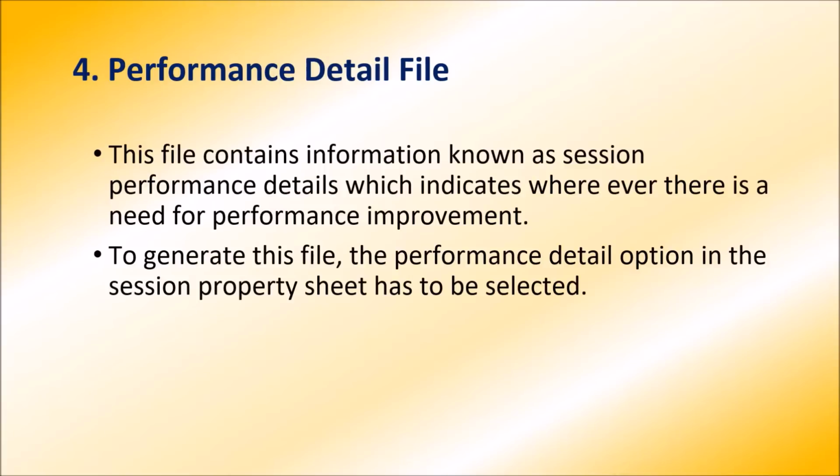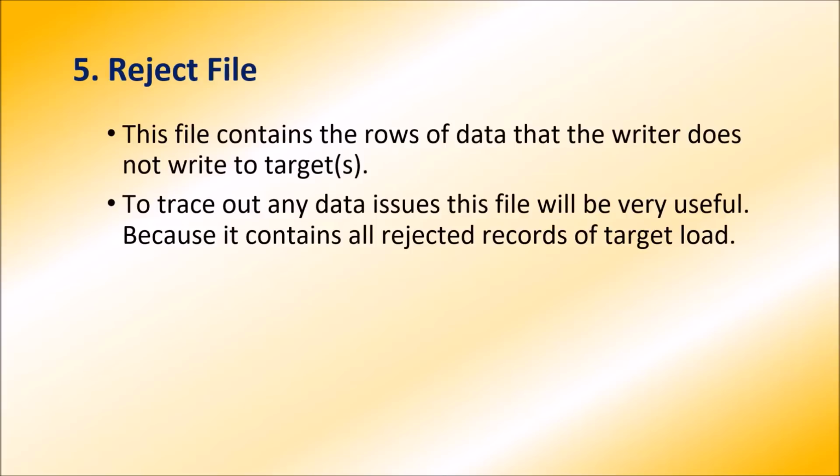The fifth one is reject file. Normally we call it the bad file. This file contains the rows of data that the writer does not write to the targets, which means it contains all rejected records of the target load.